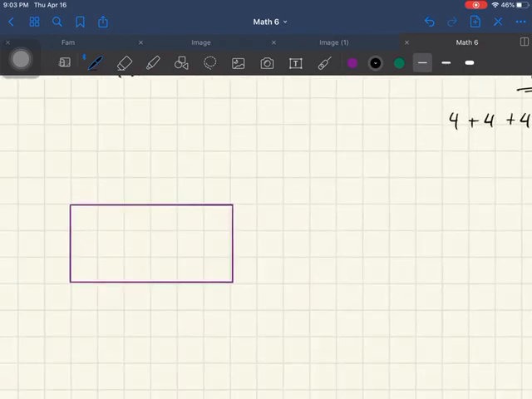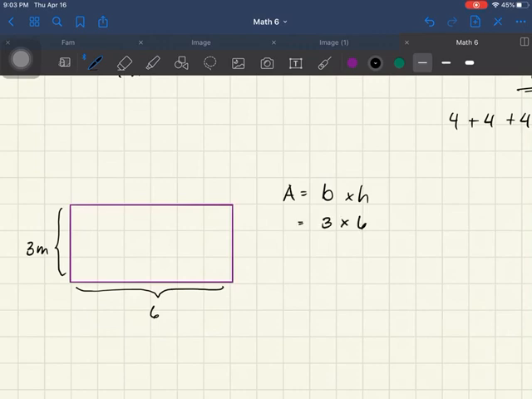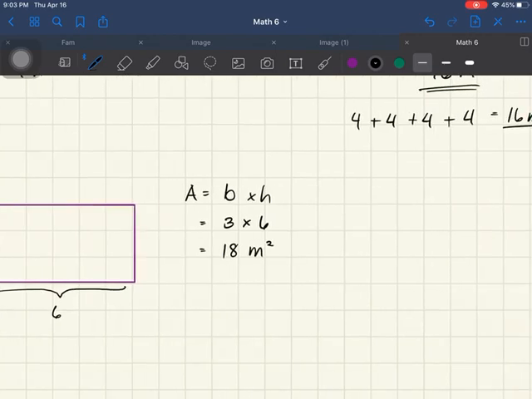What about this? That's 1, 2, 3. This is 1, 2, 3, 4, 5, 6. If we are going to solve for the area of this, the answer will be base times height, which is equal to 3 times 6. And that should be equal to, again, 18 square meters.